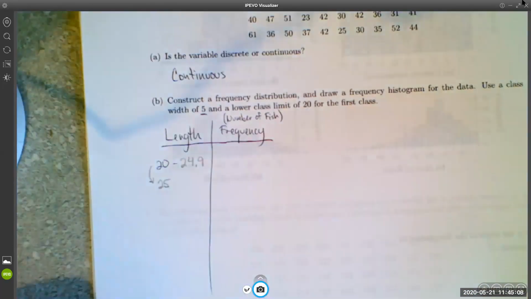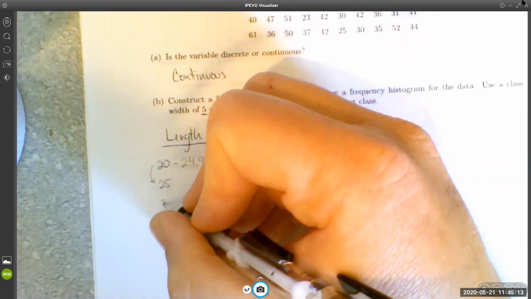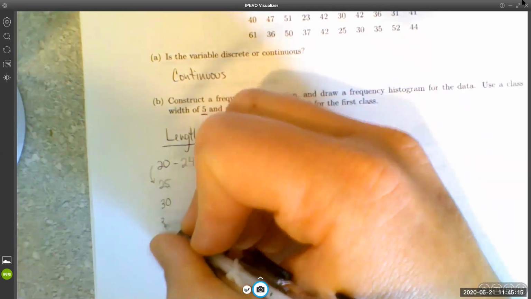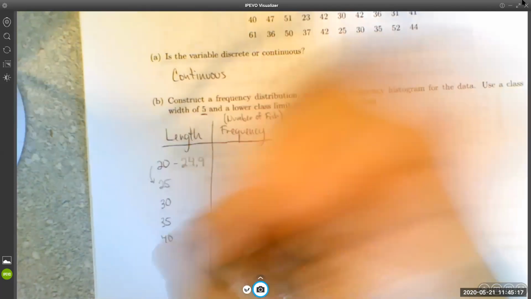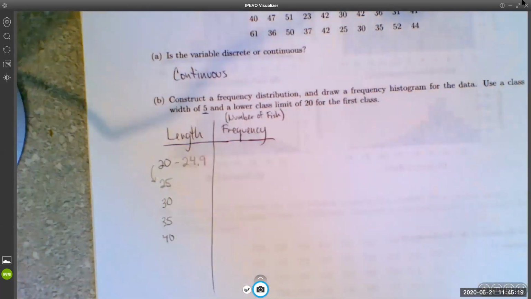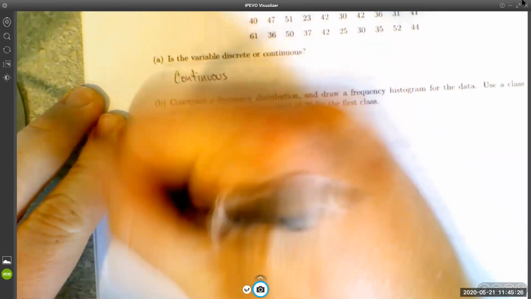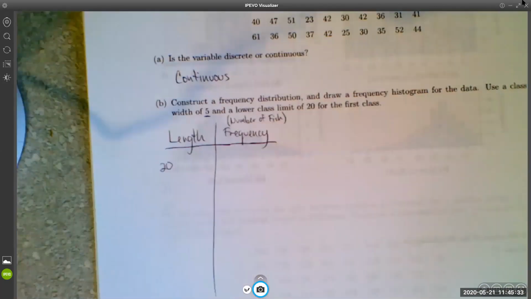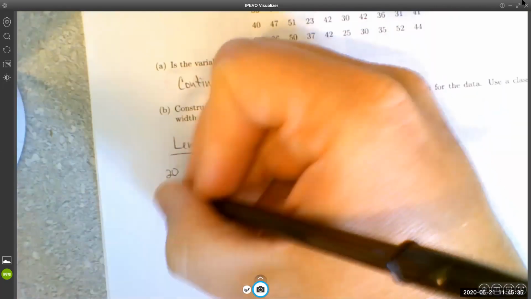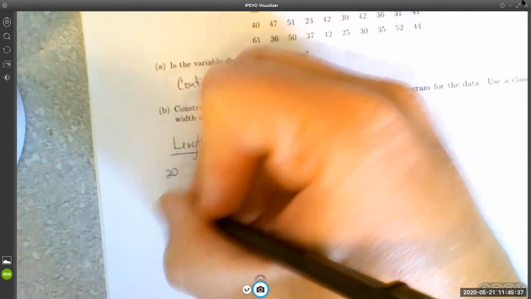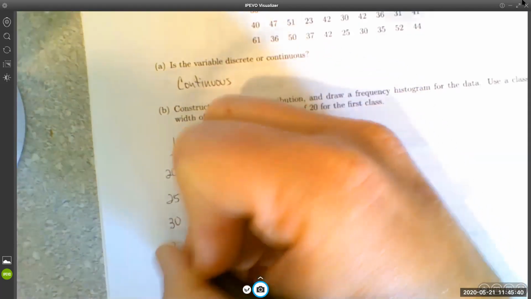Okay. And with that same thing in mind, the class after that would have to start at 30, and then 35, and then 40. So I think the best thing to do to not confuse yourself would be to fill in all of your lower class limits first, and then come back in and fill in your upper class limits. That's probably the most surefire way to not confuse yourself. So I'm going to fill in the lower class limits: 20, 25, 30, 35, 40.